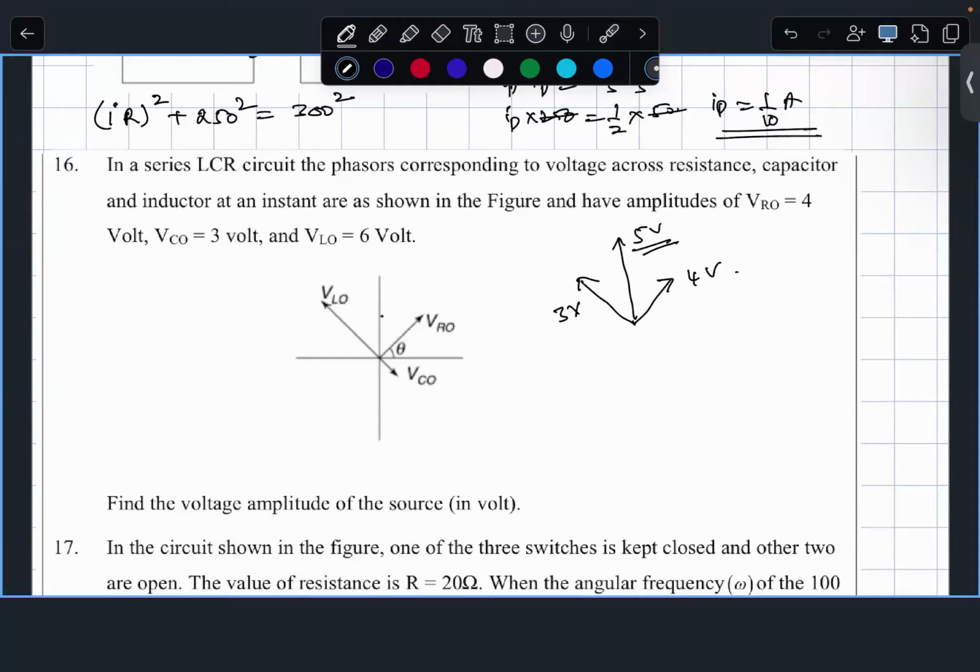But that is wrong. That is wrong. They want voltage amplitude of the source. Okay. If they have given amplitudes, my answer is amplitude. If they have given RMS value, suppose in the question the figure has the voltages in RMS, please compare all the time. Question amplitude, answer amplitude, no issues. Question RMS, answer amplitude, there is an issue.